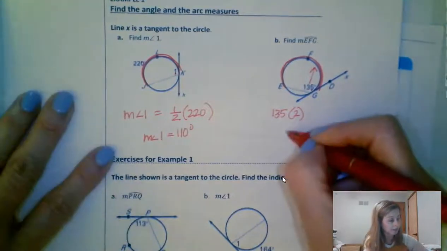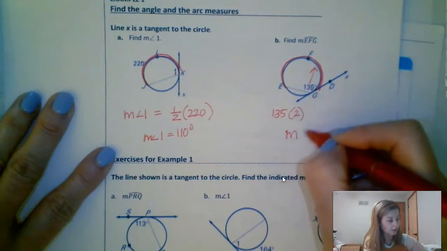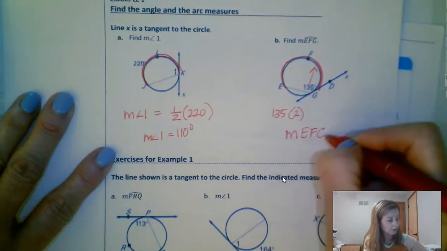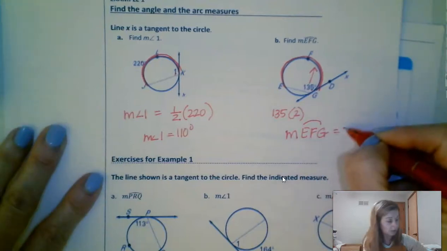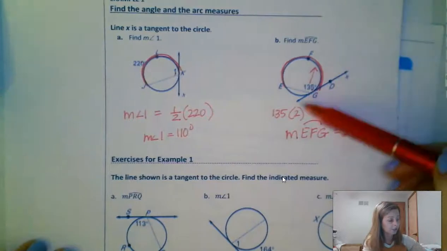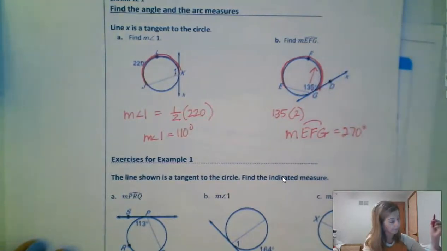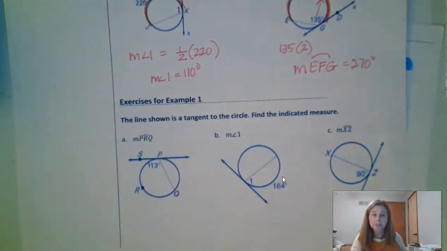All right, so that means that we will get a 270 degree arc. So the measure of arc EFG is equal to, what did I say, 270 degrees. Okay, so make sure you look at the measure between those two. All right, there are 3 more at the bottom. I'd like you to try those 3 on your own, and when you get finished, come back to the video, or if you get stuck, feel free to come back and take a look as well.